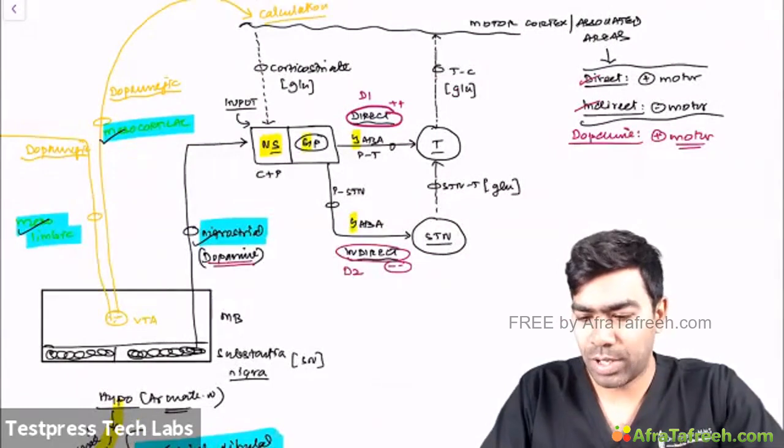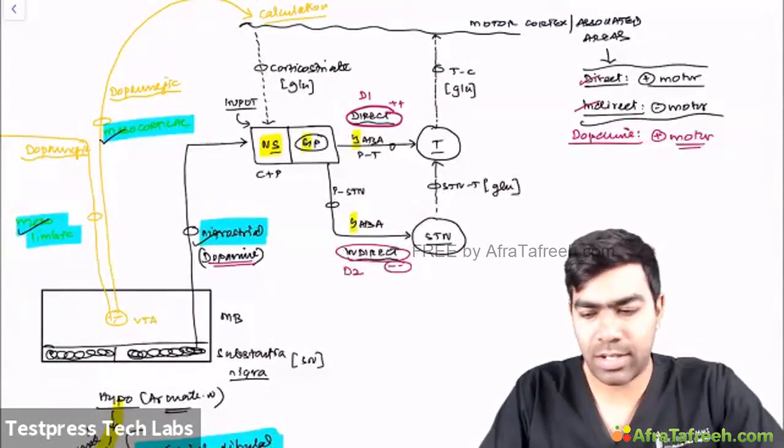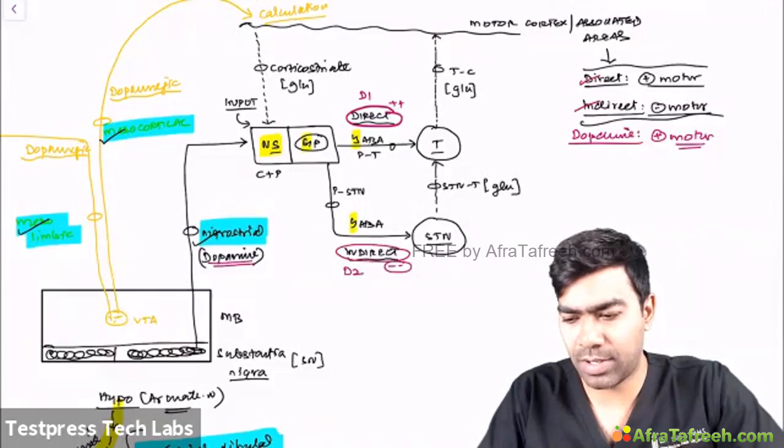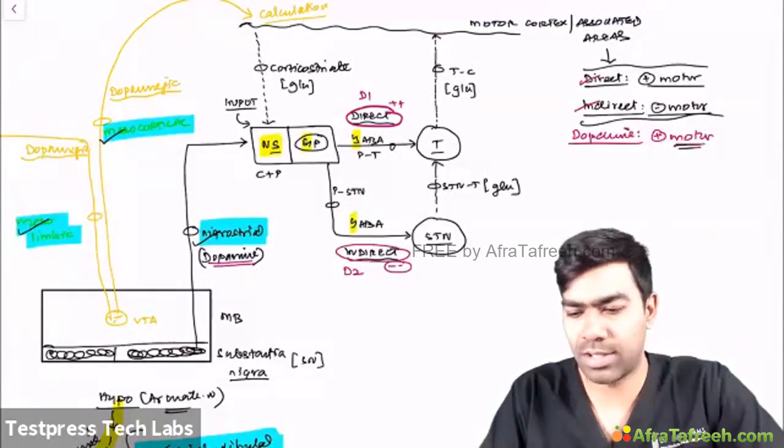That direct pathway is going to stimulate the cortex to produce a motor activity. Indirect pathway is going to inhibit the motor activity, and dopamine is going to stimulate the motor activity. This is the final take-home point.